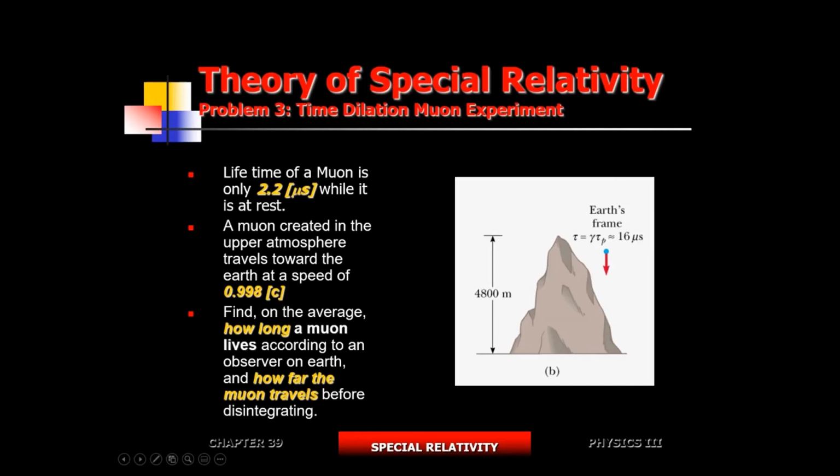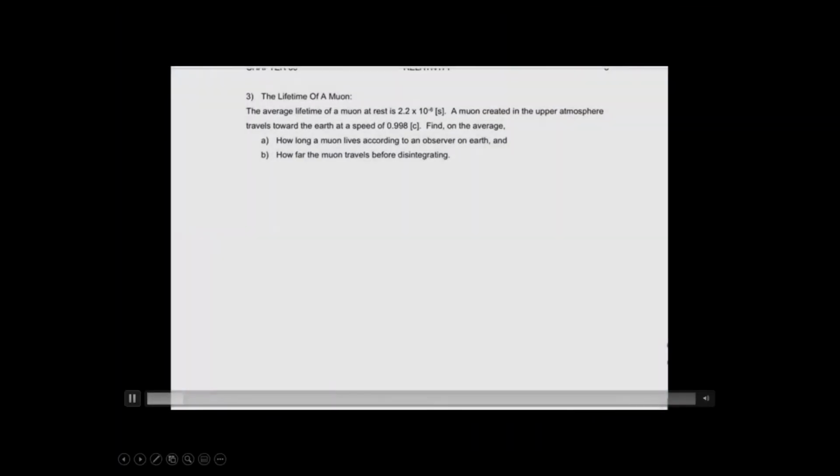From our perspective, this is the measurement that they were making. In reality, these things come into existence 4,800 meters above the ground. That's about 2 miles. And then relative to our reference frame, instead of existing 2.2 microseconds, they actually live 16 microseconds. So relative to us, it looks like they exist for 16 microseconds. So the question is why? That's what we're going to be looking at.